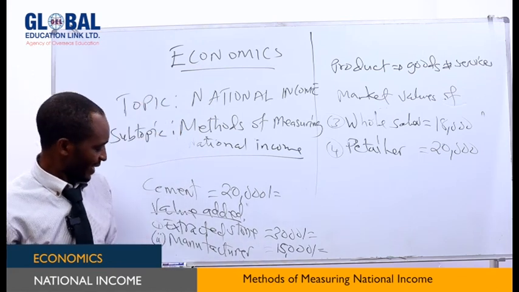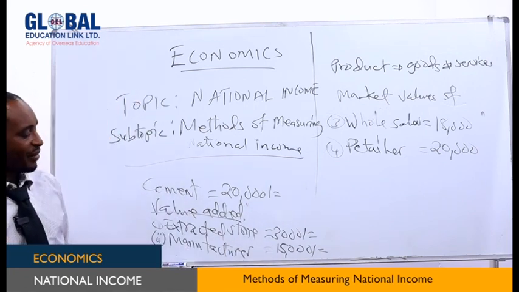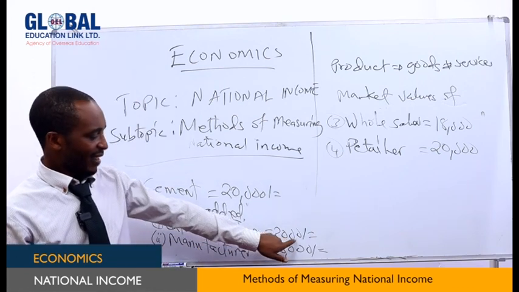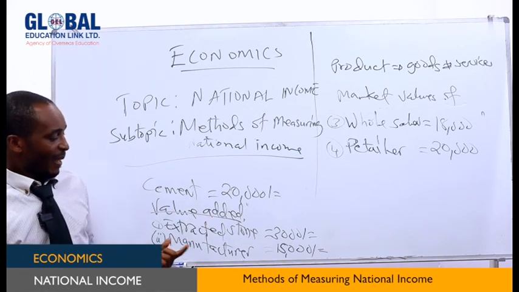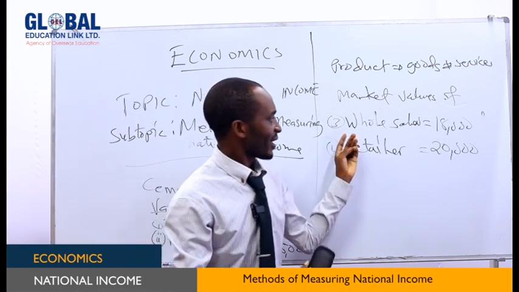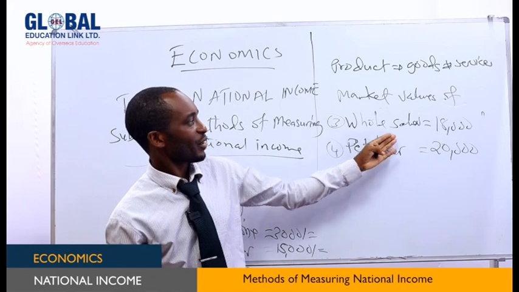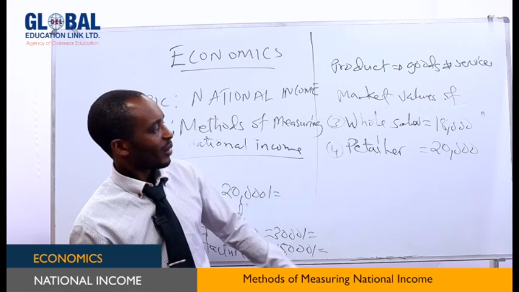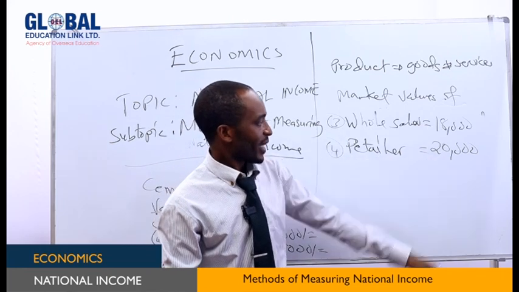Now, if you go and ask each person in the economy what is produced, person 1 will say he produced stones which sold at 3,000. When you go to the manufacturer, he will say he produced cement and sold it for 15,000. The wholesaler will say he produced the cement and sold it for 18,000. And the retailer will say he collected the cement and sold it to the final user for 20,000.